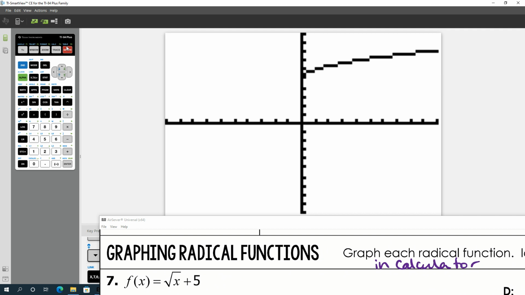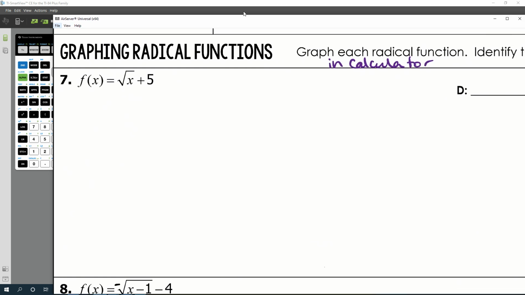All right, I'm going to do a little sketch of that graph just for me because I want to talk about it. It doesn't have to be beautiful. But I know when it goes up 5, and then I have my graph that looks like that.